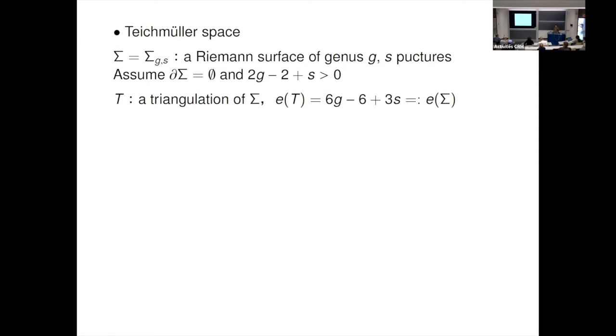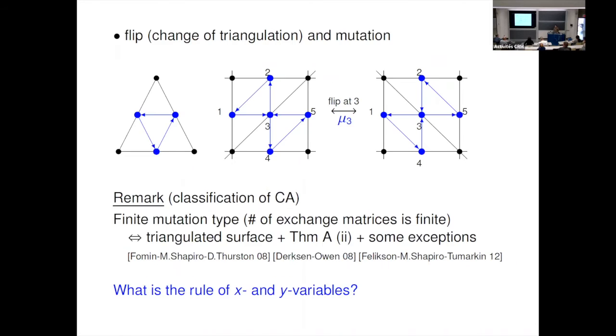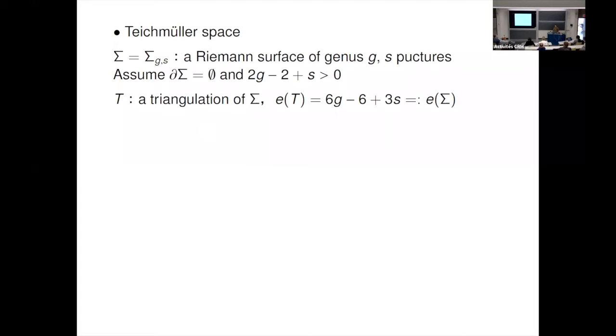So actually, this kind of dual quiver to triangulation is related to the usual hyperbolic structure described by PSL2R. But we can generalize this description to higher rank group. So this is called higher Teichmüller space. And for that, I should introduce some basic notion in Teichmüller space in original. So for simplicity, I assume that now surface sigma is the surface of genus g with s punctures without boundary. So I assume this condition.